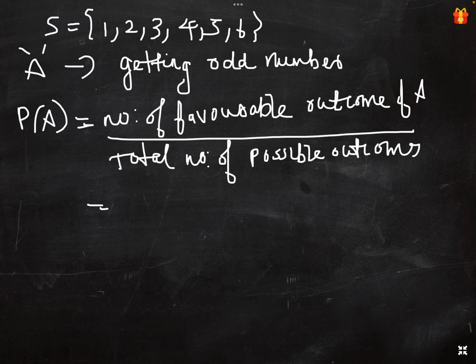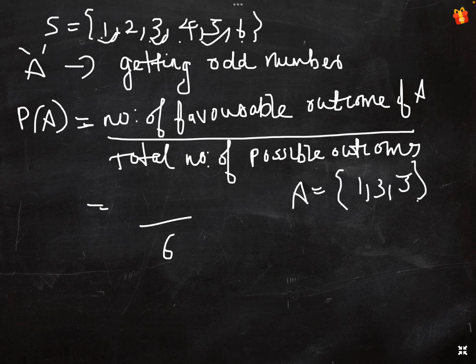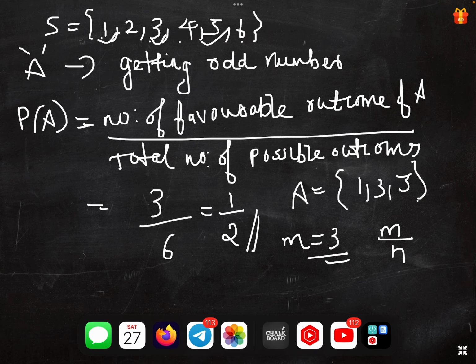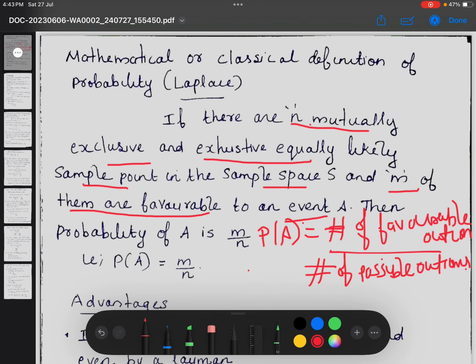Here the total number of possible outcomes is 1, 2, 3, 4, 5, 6, that is 6. And A is the event of getting an odd number: 1, 3, 5. That is, m is equal to 3, the number of favorable outcomes of A. Then the probability of A is m by n, that is 3 by 6, that is 1 by 2. So this is very important.